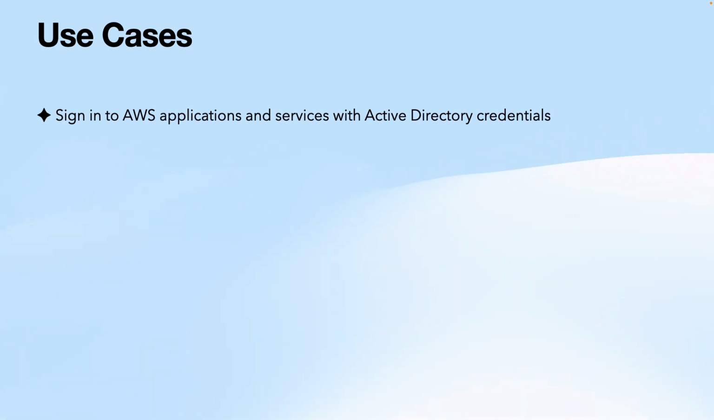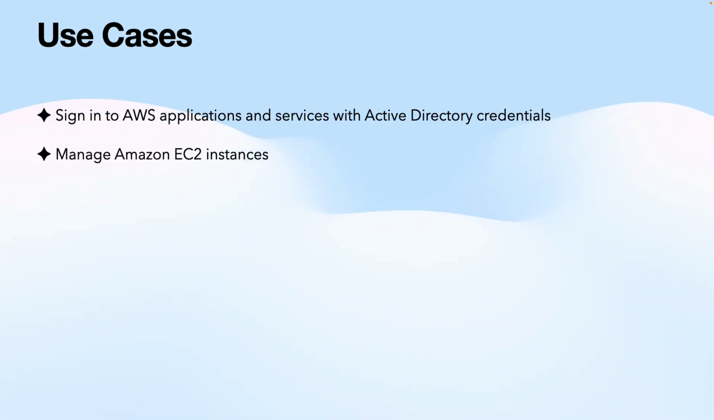When you enable an AWS application or service in your directory, your users can access the application or service with their Active Directory credentials. For example, you can enable your users to sign into the AWS Management Console with their Active Directory credentials.